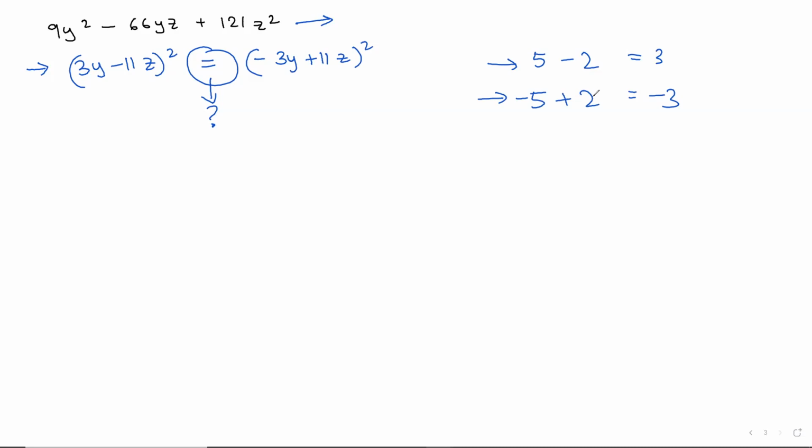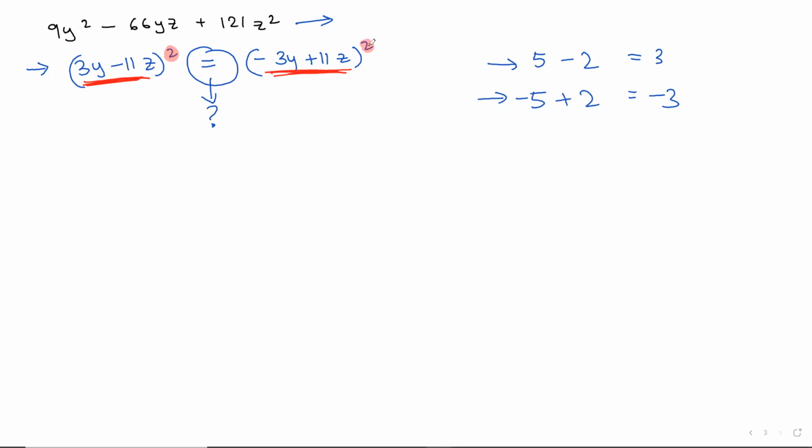Yes, ma'am. Yeah, so you agree that they are not the same because very clearly we can say one is 3 and the other is minus 3. They are on opposite ends of the number line, right? But over here, if you notice carefully, we are not talking about just 3y minus 11z or minus 3y plus 11z. There's a very important detail hidden over here, and that is our square. It makes all the difference.